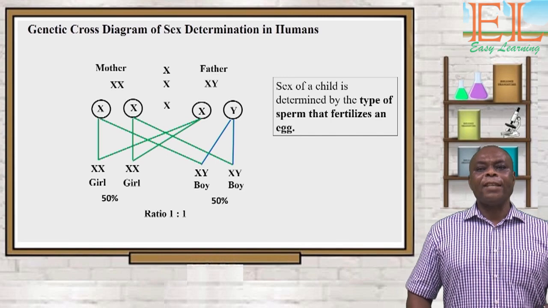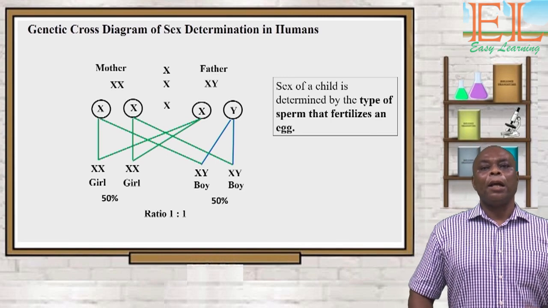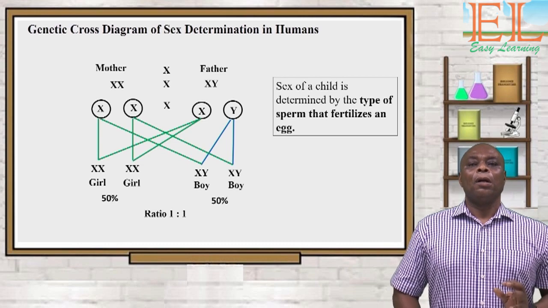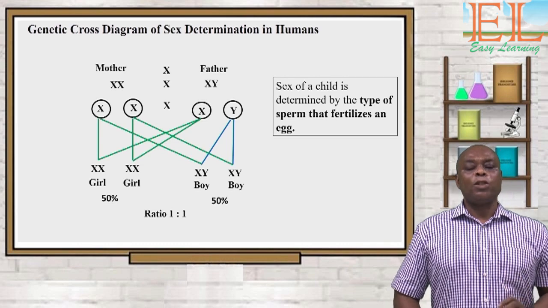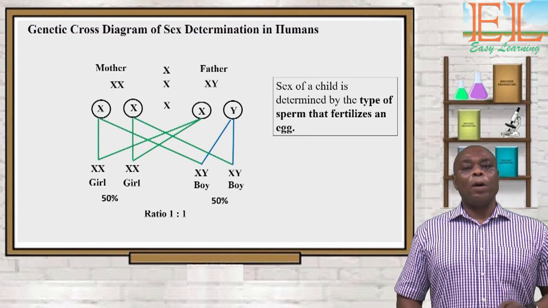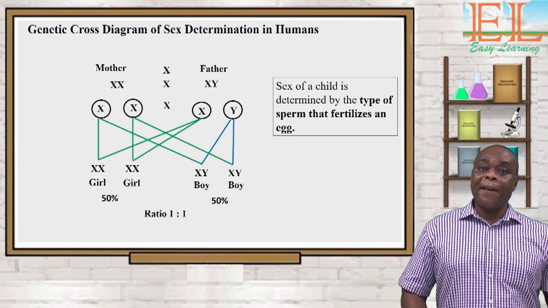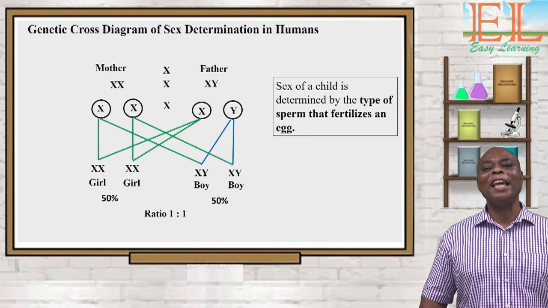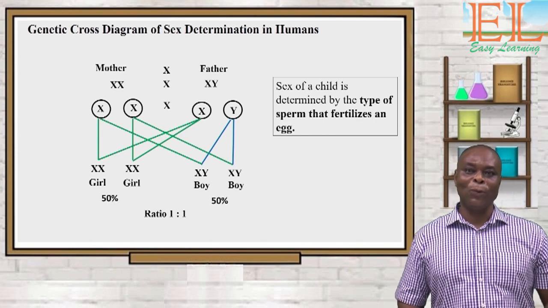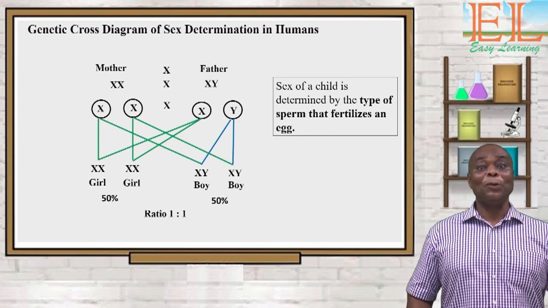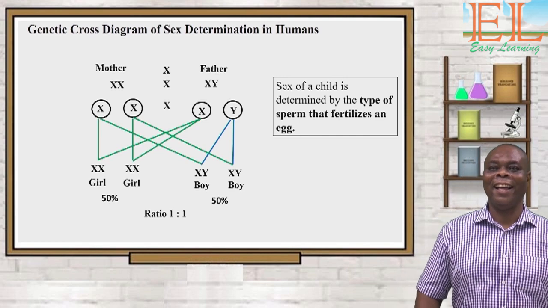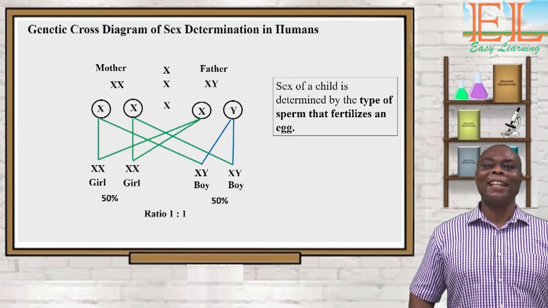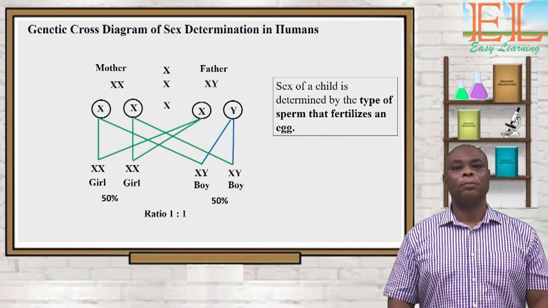If the sperm bears Y, again, it will combine with the mother's X, which will form XY, and that will develop into a boy. So it is the father that determines the sex of the child. So anytime you hear quarrels between couple looking for male children, like we know in Africa, advise the man to keep quiet because he determines the sex of the child.